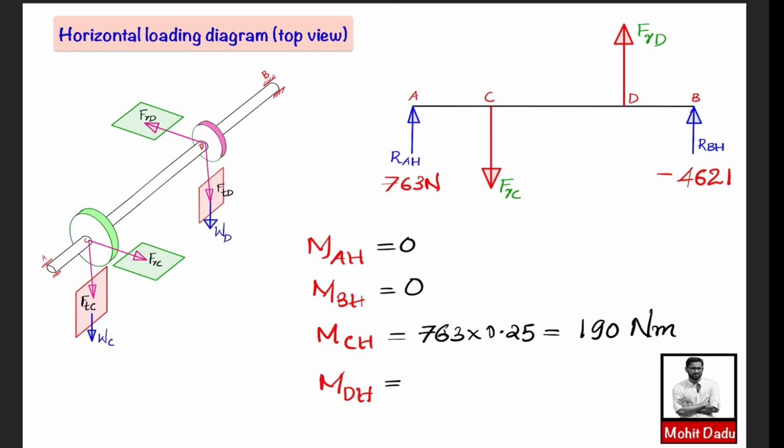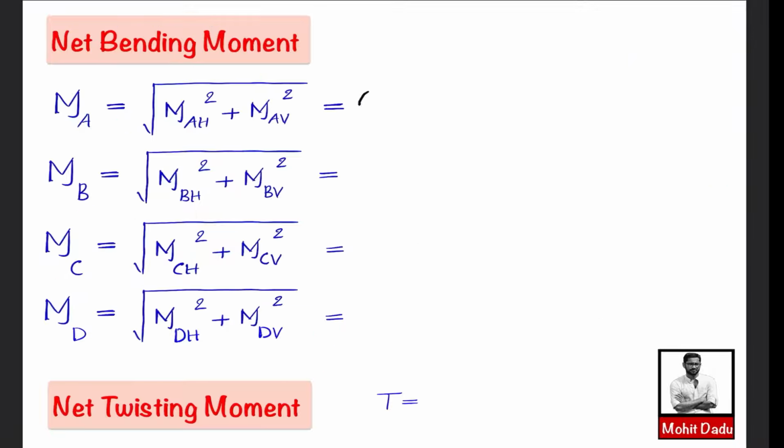Similarly, you can evaluate the bending moment at MDH. This we will be getting as 1848 Newton meter. So now we have the different horizontal components of bending moment at all of these points. Now you can evaluate the resultant bending moment, and finally we can substitute in the equation for finding the diameter. The net bending moment at A is 0, since its horizontal and vertical components are 0, and at B it is also 0.